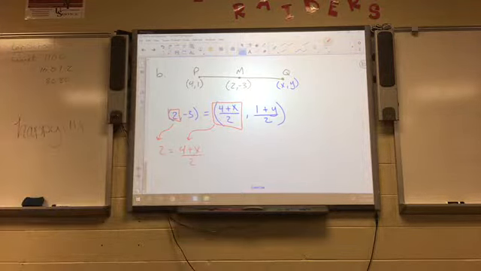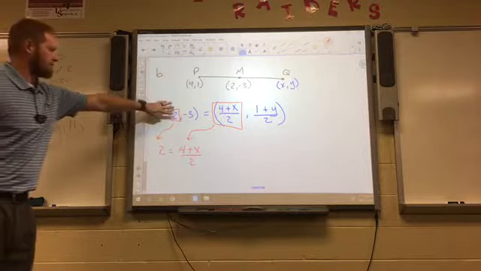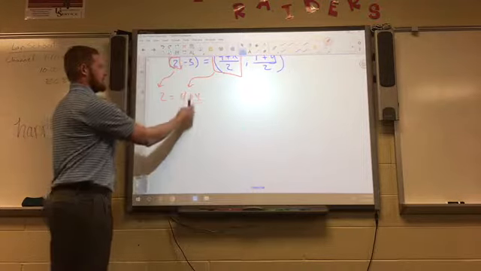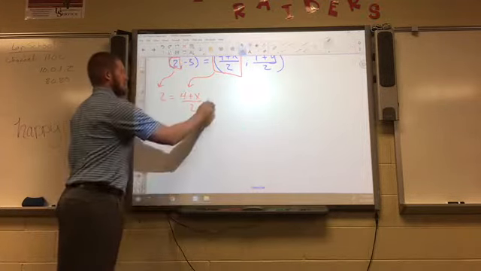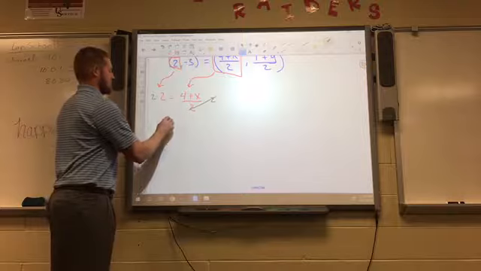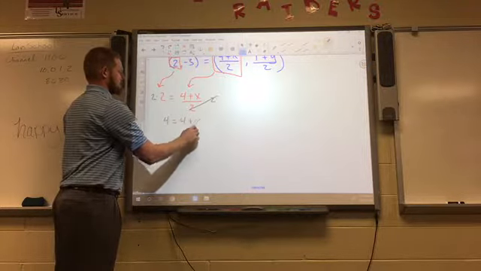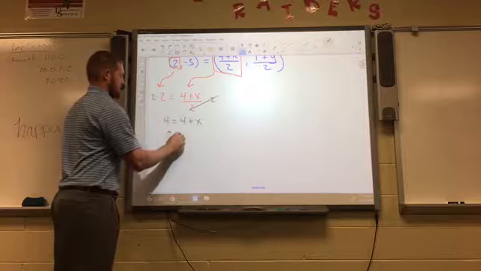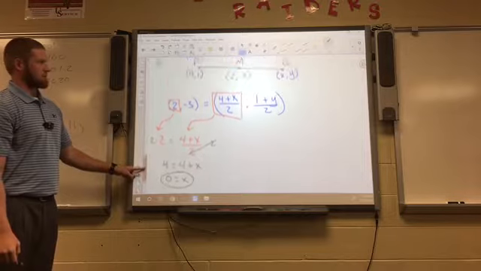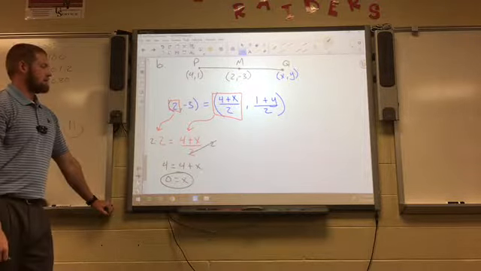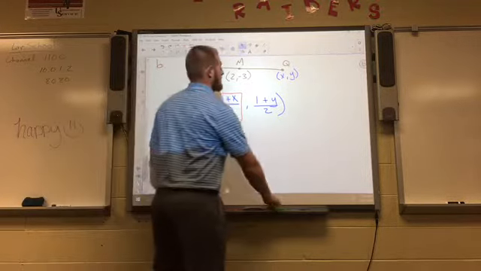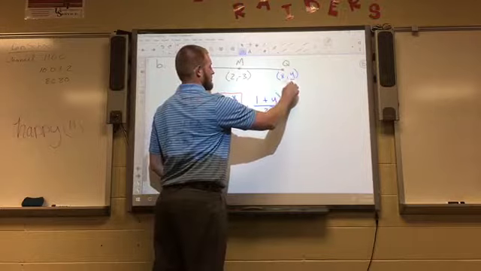Now we have one equation. It doesn't look so goofy like it does up above. We just need to figure out how to solve that. How do I undo dividing by 2? Multiply by 2. 2 times 2 is 4 equals 4 plus x. Subtract your 4, x is equal to 0. So what does that mean if x equals 0? What did we just find? We found the x value of point Q, and it's 0.